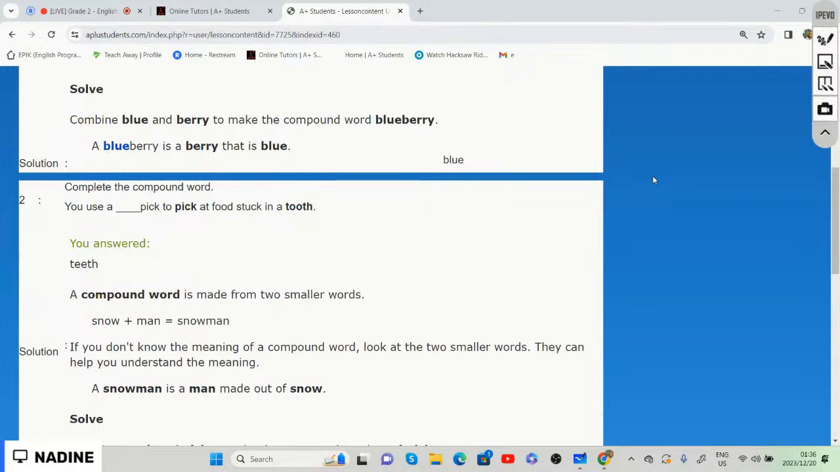You use a what pick, to pick at food stuck in your tooth. So if you have food stuck in your tooth, what do you usually use to remove it? So we use a pick to pick at food stuck in our tooth. A what pick?